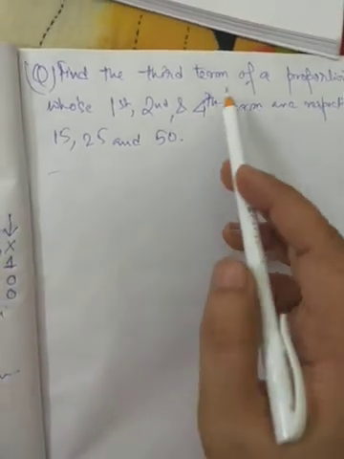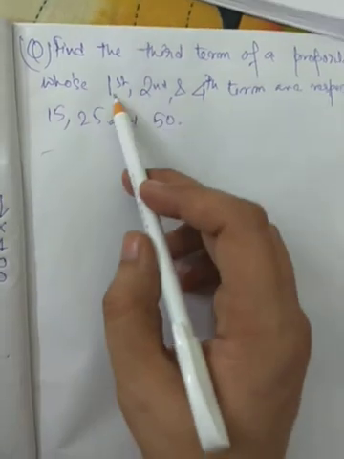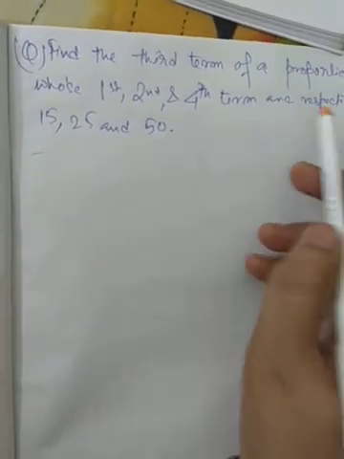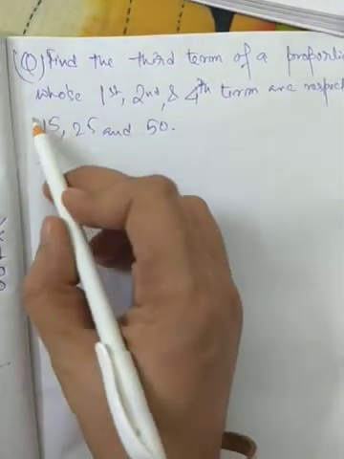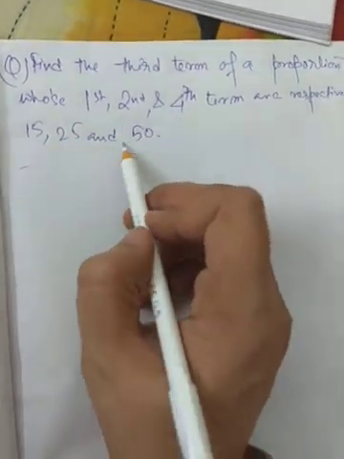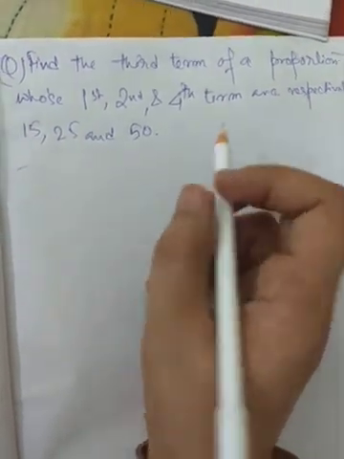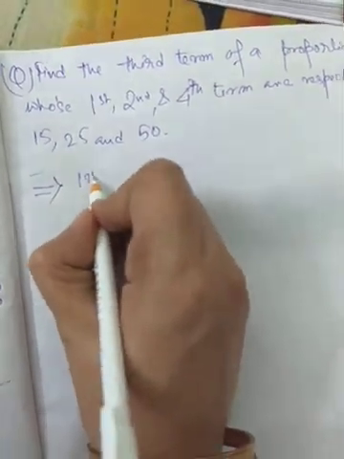See, one more question. Question is, find the third term of the proportion whose first, second and fourth term are respectively 15, 25 and 50. So the first term is 15, second term is 25, and the fourth term is 50. Third term we need to take out. We don't know which is the third term. So we can write it like this.